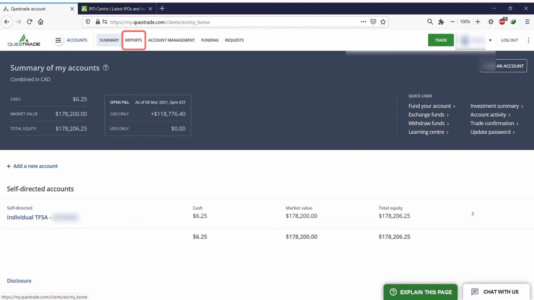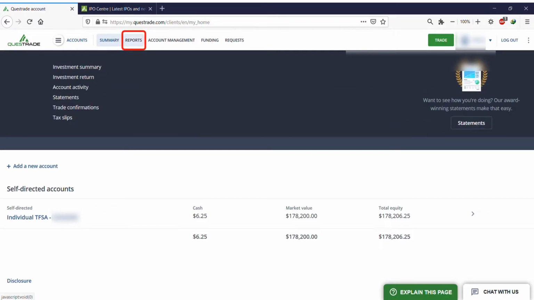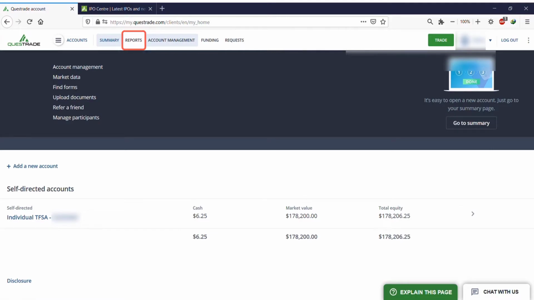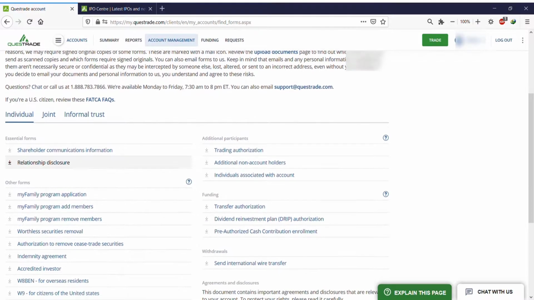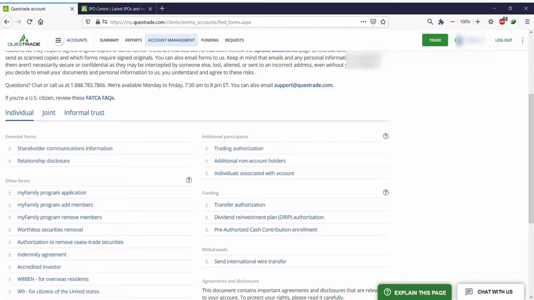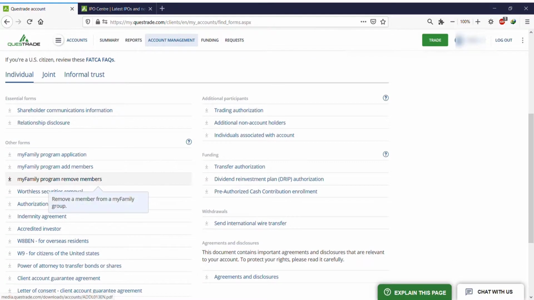to see. For example, when you hover your mouse on reports, you can see investment summary, investment return, account activity, statements, tax slips, etc. Under account management, okay, there are two things that are important. The first one is find forms. The other one is upload documents, okay? So let's go to find forms and see what we have there. So here you can find different forms. Anything that you haven't signed in the beginning is here. You can just find the forms and sign and upload it to Questrade, okay?